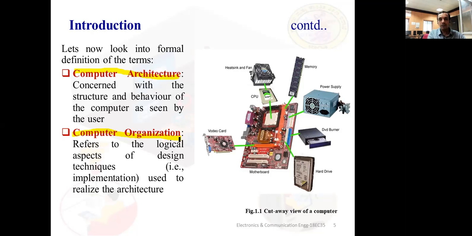Now, we all know an architecture. For example, if we look at a building, we say, oh, a very good architecture. That means we look at the outside structure of that and how the different building blocks are there. So everything we will know, but we may not know the working of that particular thing. So to know the working of the architecture, the building blocks, we need to go for computer organization. So it refers to the logical aspects of this design process or the implementation of this particular architecture.